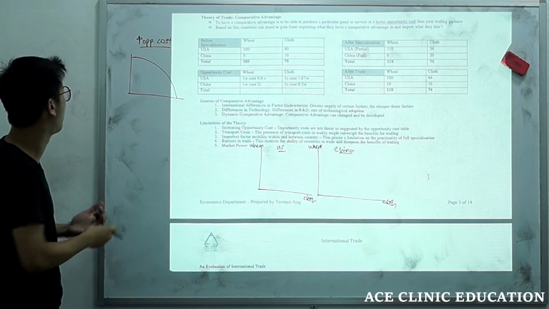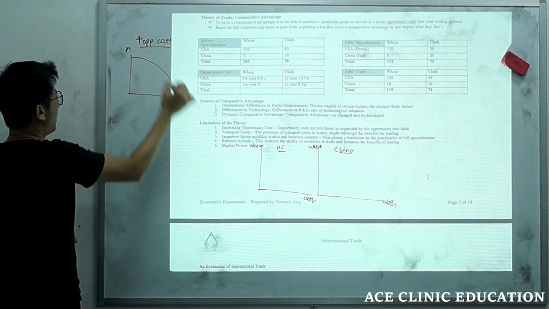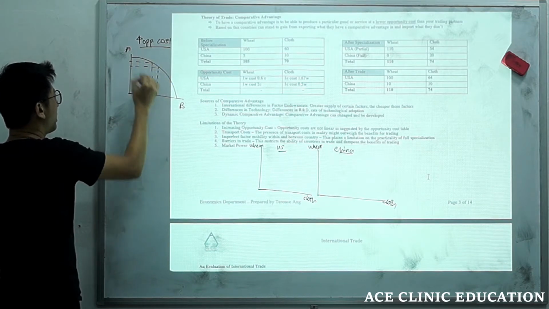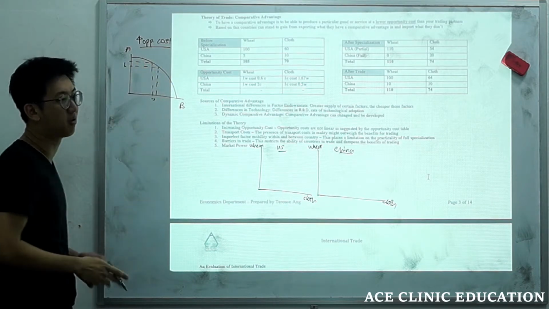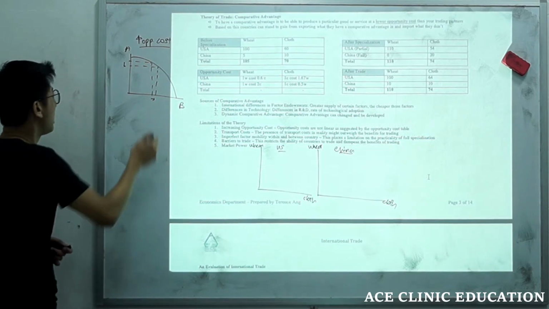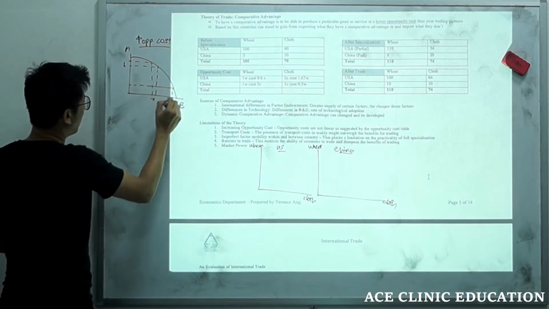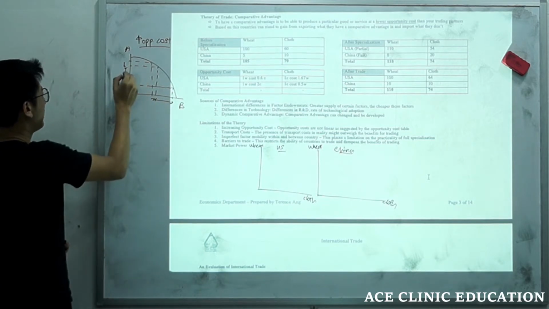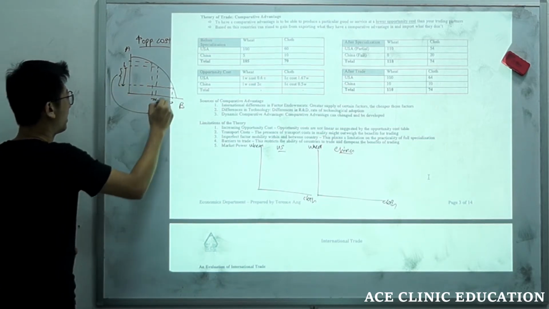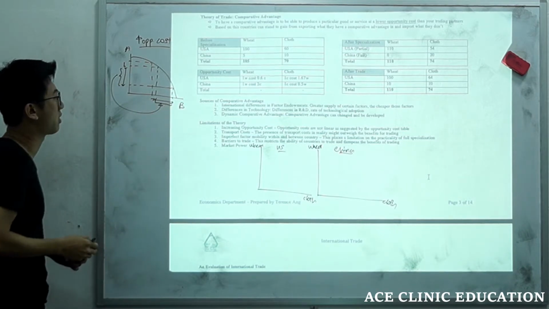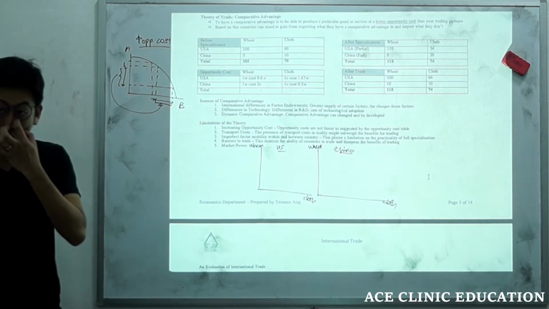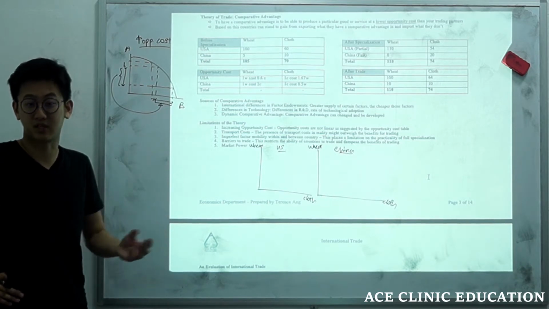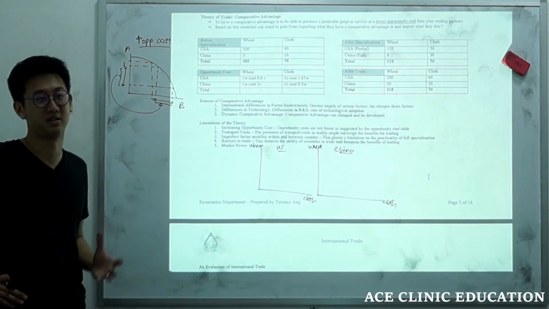So what the ordinary PPC tells you is that initially, if I produce a little bit more B, I just sacrifice a bit of A. If I want to produce a lot more B, I'll have to sacrifice a lot more A. So you can see that this is bigger than that. That's what I mean by rising opportunity cost. That's an ordinary PPC. It doesn't have to look like this, but it normally does because the rising opportunity cost assumption makes sense.